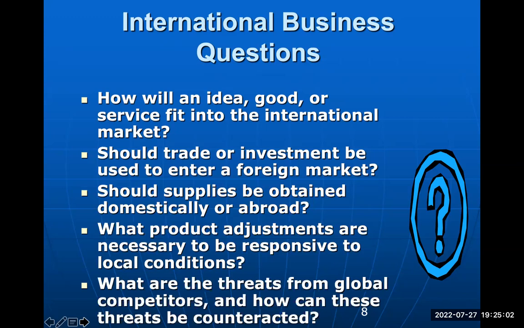So how will an idea, good, or service fit into the international market? That is something that a domestic business that wants to go international would have to think about. Should trade or investment be used to enter a foreign market? Should supplies be obtained domestically or abroad? What product adjustments are necessary to be responsive to local conditions? What are the threats from global competitors, and how can these threats be counteracted? Any company that intends to go international would have to be able to answer these questions in a very profitable way.